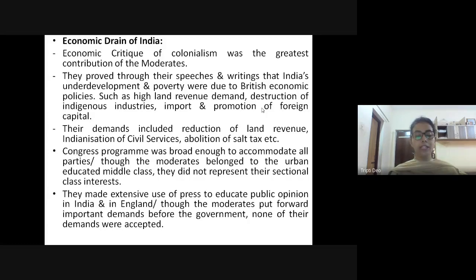So though the moderates put forward important demands before the government, none of their demands were accepted. So moderates did play a very important role in the way that they were putting their demands for betterment of India. But Britishers could not fulfill most of their demands.